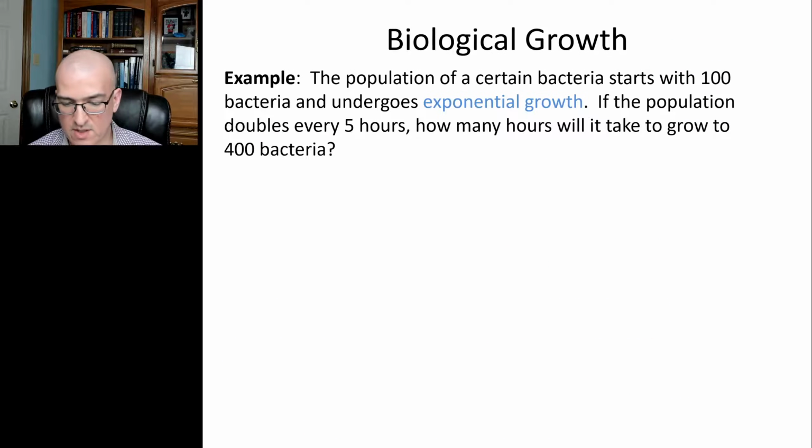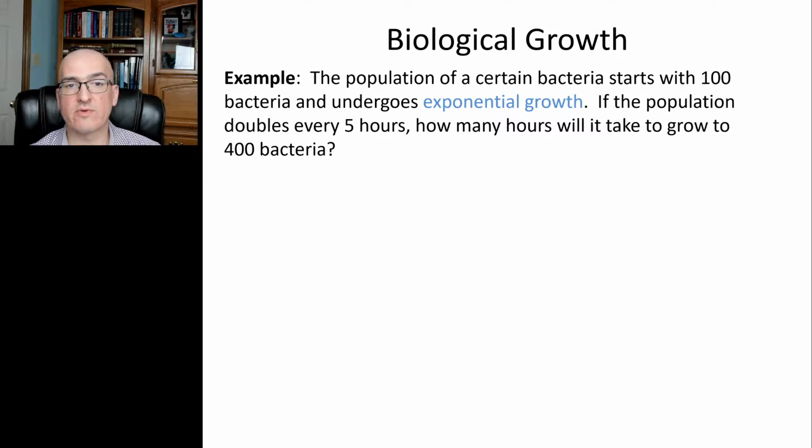Okay, another one, also bacteria. A population of a certain bacteria starts with 100 bacteria and undergoes exponential growth. That's a code word. Exponential growth means we can assume the model that was just written down for the last problem. If the population doubles every 5 hours, how many hours will it take to grow to 400 bacteria?